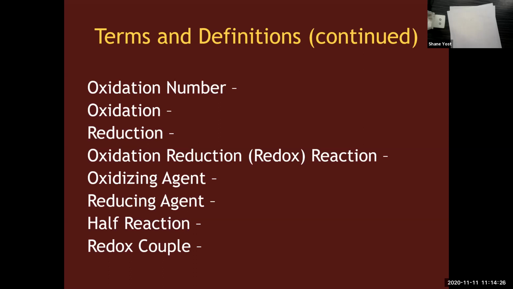And then often we'll split up our redox reaction into half reactions of our oxidation reaction and a reduction reaction. And a redox couple is just the coupled redox reaction. Questions about any of these definitions?